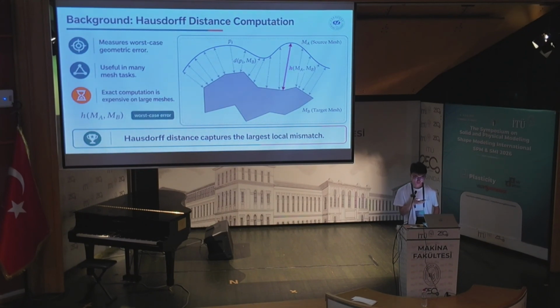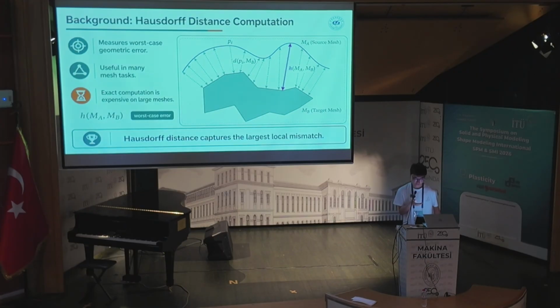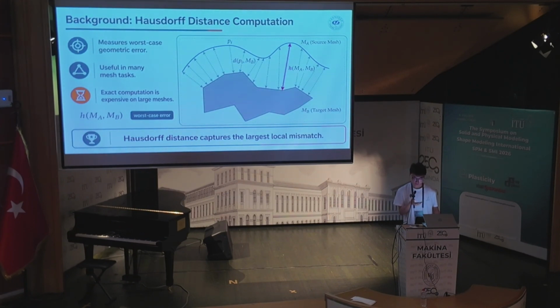How do we measure the geometric distance between two shapes? In this figure, the upper surface is a source mesh, and the lower surface is a target mesh. For each point on the source mesh, we find the shortest distance to the target mesh. Most of these local distances are small. The Hausdorff distance is the largest local distance. In the figure, this is shown by the marked value. This metric is important in mesh simplification, remeshing, and reconstruction. We need the largest possible error, not only the average error.